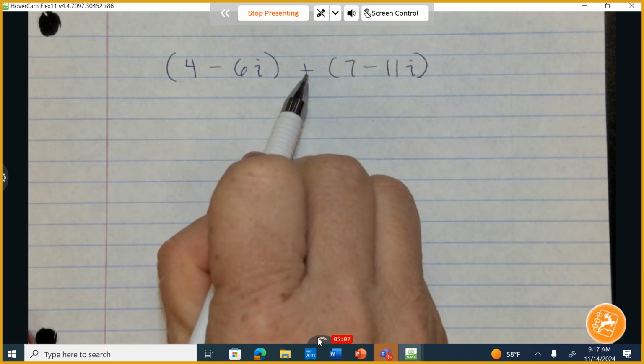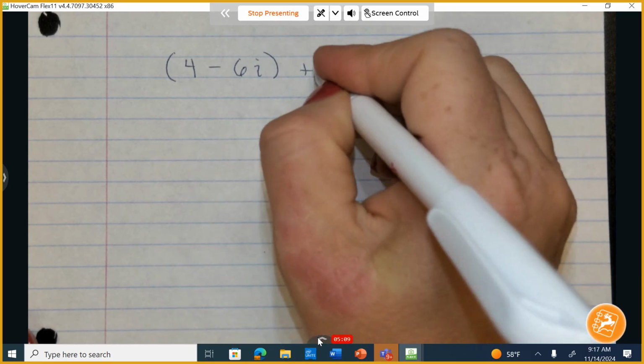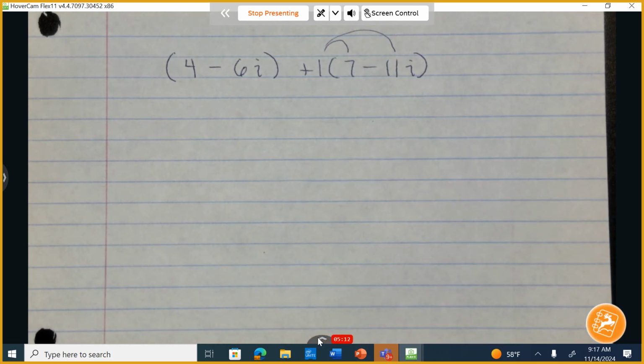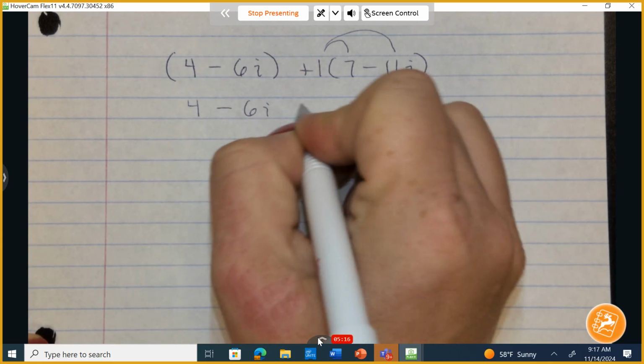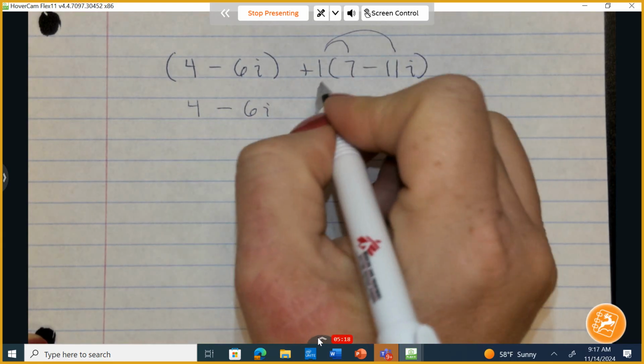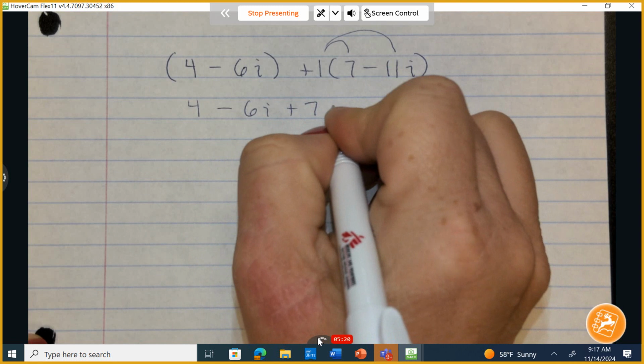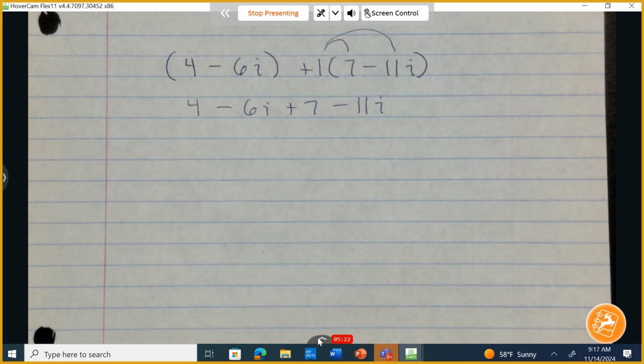What is in front of this parenthesis? It's really like a positive 1. And multiplying or distributing a positive 1 doesn't change anything. So as you watch, I'm just going to write this out in a line. I have 4 subtract 6i plus 7 minus 11i. And then I'm going to combine like terms.